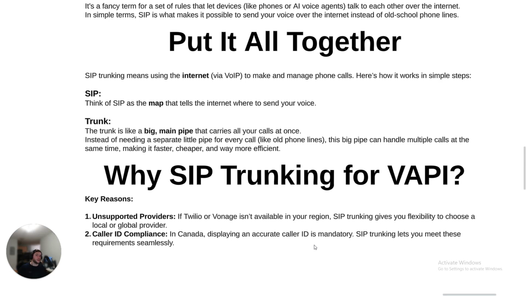And then the other one, for me personally, in Canada has really strict regulations around setting up any sort of call. And so if I were to use Twilio, I would not be able to display caller ID. And so in order to set that up, I had to use a local telephony provider within Canada where displaying caller ID is possible. And using SIP trunk, it lets you meet those requirements seamlessly.